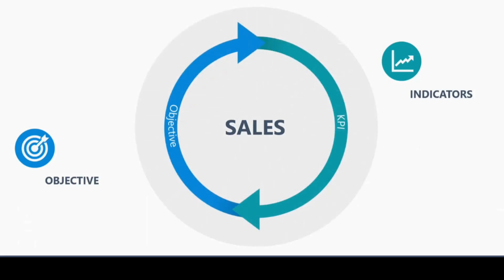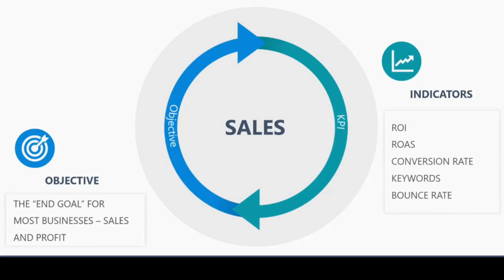Then there is sales, and of course the objective here, it's the end goal for most businesses: sales and profit. The indicators here would be return on investment or return on ad spend. Your conversion rate, which is essentially the number of people who have made a purchase divided by the number of people who have visited your site. You obviously want to work on increasing that conversion rate. Your keywords, and this is referring to the different keywords that you might be bidding on. There would be various indicators around there, like maybe the cost per click is too high, the conversion rate is different on this keyword versus another, and you will find out more on keywords in lesson 6.